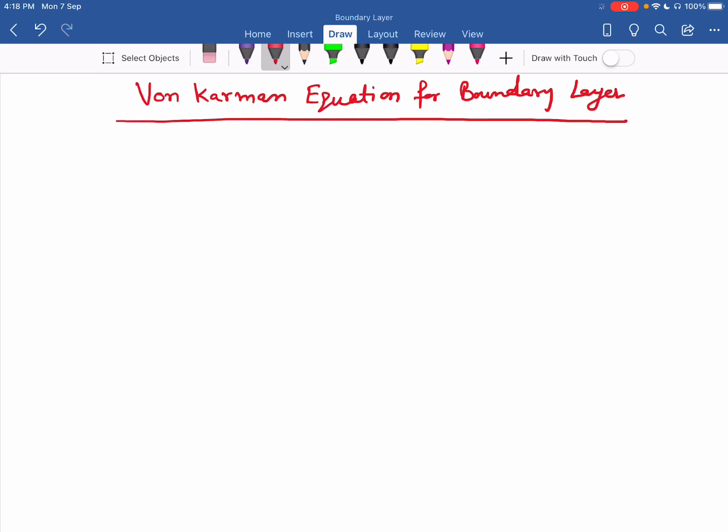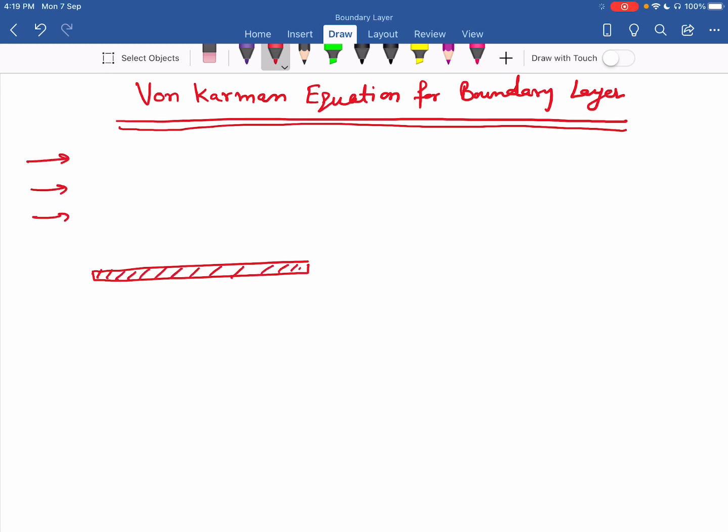So in boundary layer, the next topic is the von Karman equation for boundary layer. To derive this relation, we consider a flat plate again. Say some fluid is flowing above this plate with average velocity u. Now on this plate, boundary layer is formed, something like this.